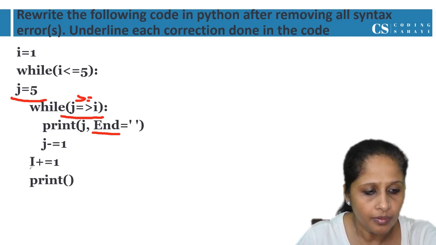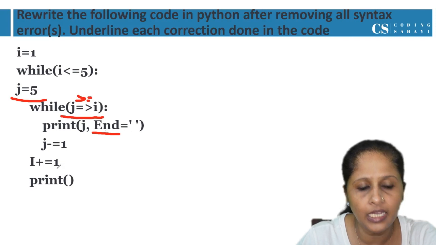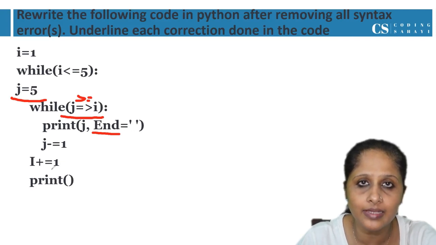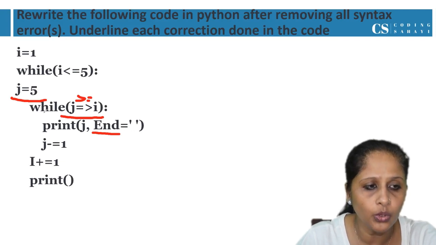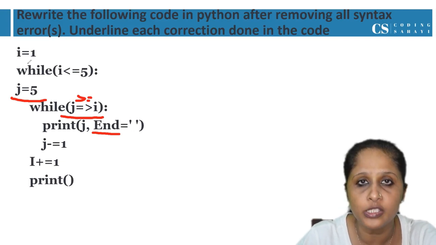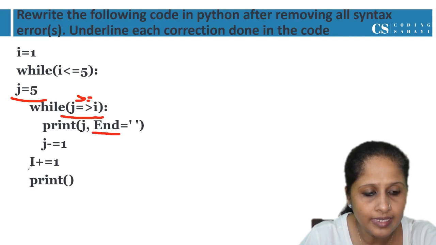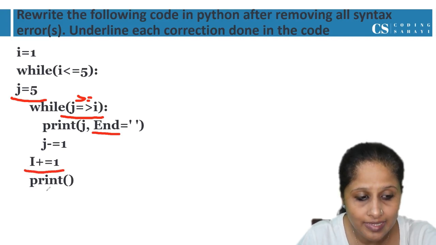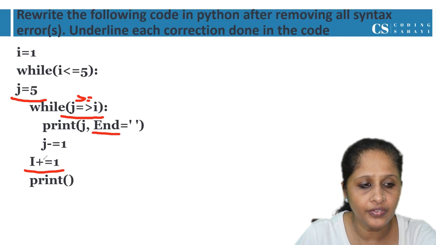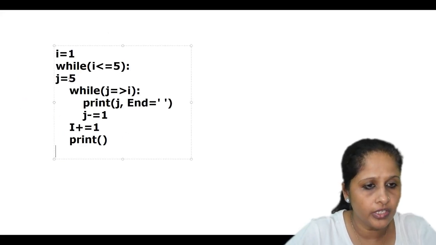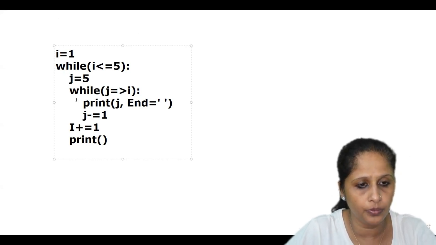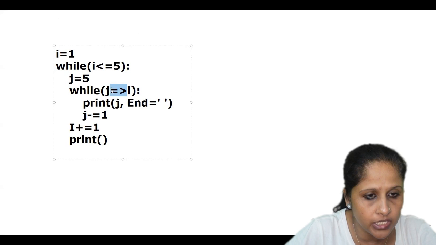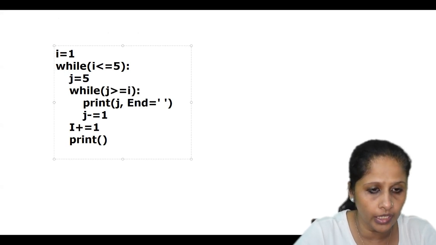So no problem. Coming to the next line, I plus equal to 1. Is there any error in this line? See, plus equal to, it is working properly, but see here we have given I as small letter, but here it is in capital letter. So in this line, any error? No. So here we need to rewrite the code. Okay, so let's rewrite it. So in the first two lines there are no errors. So here indentation must be given. So that should be given here. Then it should be changed to greater than or equal to.